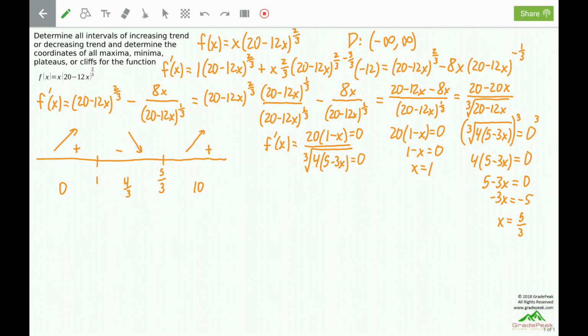So we have an increasing trend from negative infinity to 1, union, because it does happen again, from 5/3 to positive infinity. We have a decreasing trend happening from 1 to 5/3. Right at the critical number of 1, we have a trend change from increasing to decreasing. That means 1 will be a relative maximum.